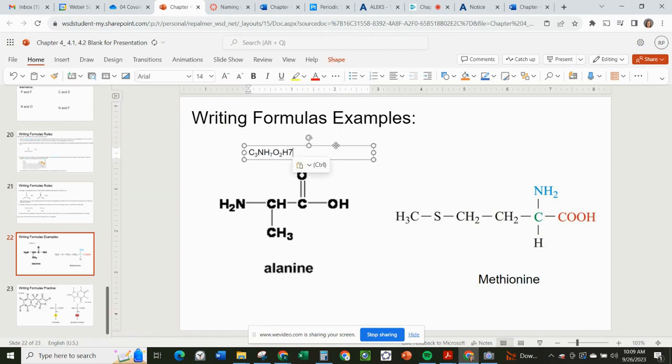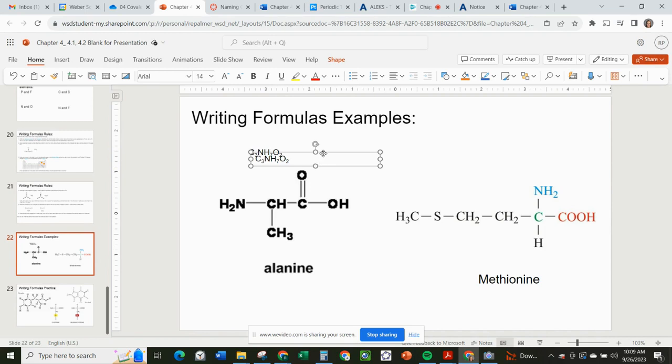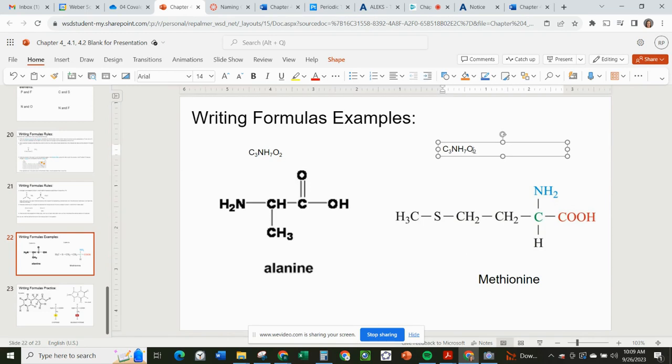Okay, I'm going to copy my text box. Okay, and then I have methionine. So I have these in the correct order. We just have to count them up. So let's see, do I have carbon? Yeah, we have carbon. 1, 2, 3, 4, 5. Okay, they're different colors. That's confusing. So 5 carbons.